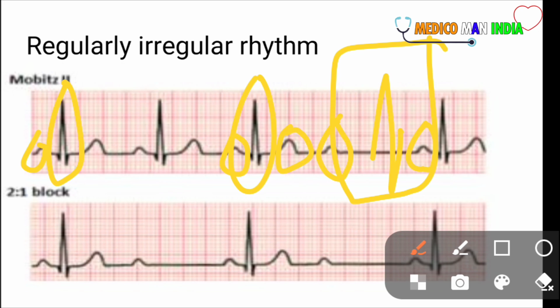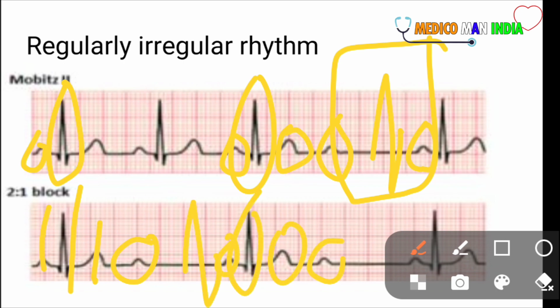Okay, you can see this is type 2 heart block: P wave, QRS complex, T wave. Next is a P wave, but there is no QRS complex. Again P wave, QRS complex, T wave. P wave, no QRS complex. Okay, you can see there is no QRS complex, and the next P wave starts.